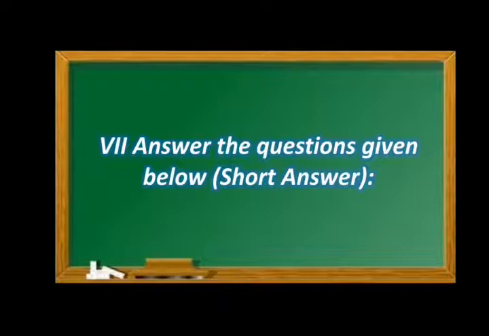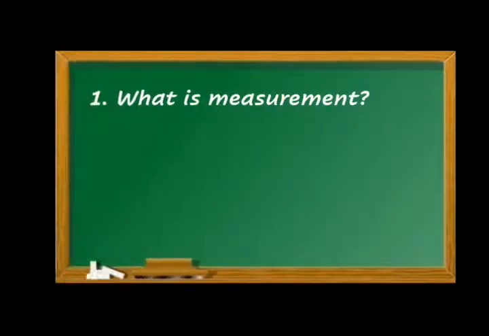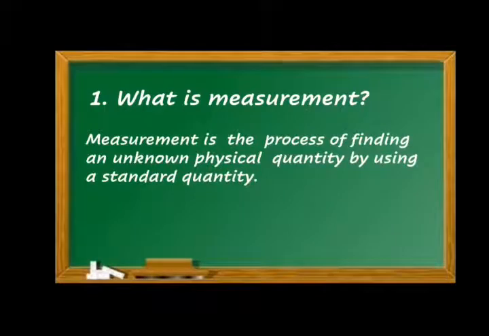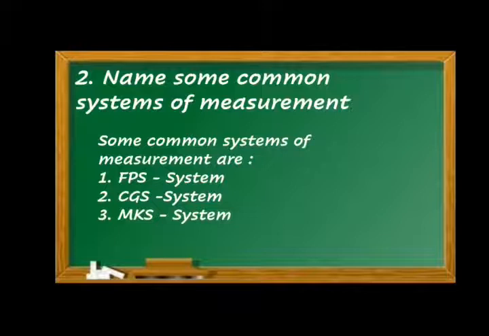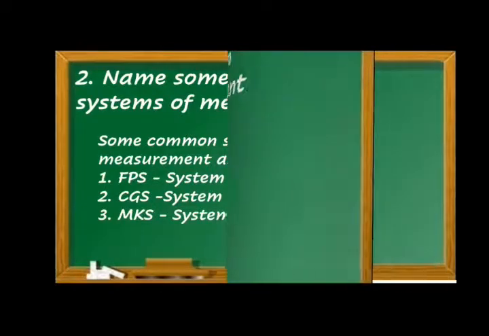Let us move on to answer the questions given below in short. That is short answer type questions. What is measurement? Measurement is a process of finding an unknown physical quantity by using a standard quantity. Name some common systems of measurement. Some common systems of measurement are FPS system, CGS system, MKS system.